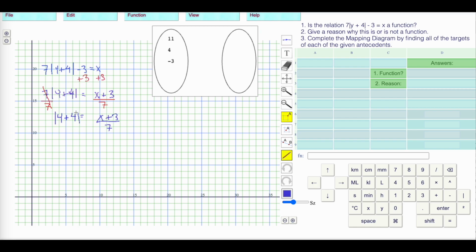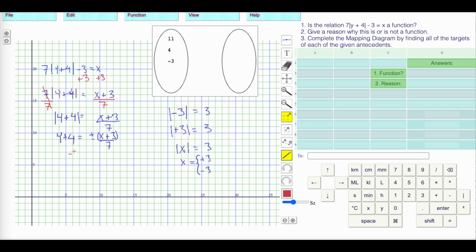Okay, to get rid of the absolute value, we're going to look at the positive and the negative of it. For example, if you had the absolute value of negative 3, that would give you 3. But if you had the absolute value of positive 3, that would also give you 3. If you have the absolute value of x is equal to 3, that means x could have been positive 3 or it could have been negative 3. You have to take care of both. y plus 4 must be positive or the negative of (x plus 3) over 7. Put that in brackets because it's not plus or minus x, it's plus or minus the whole fraction.